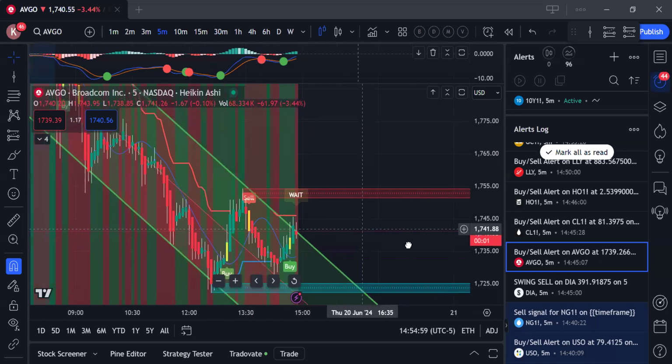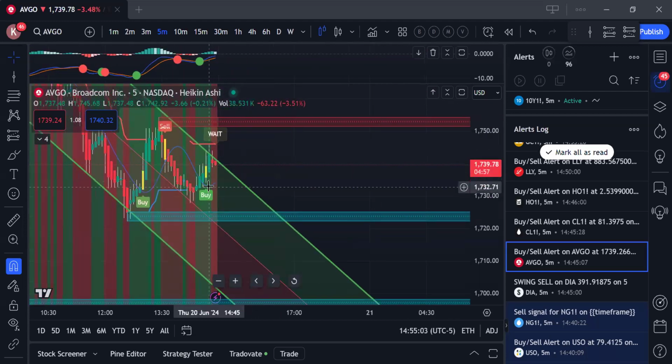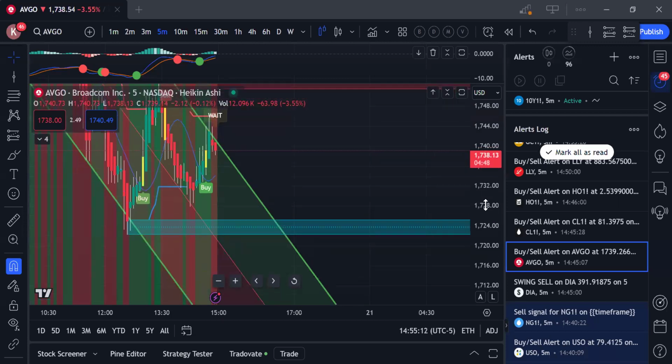The AVGO is overall very bearish. So even though it gave a buy, it is telling don't buy. But if it gives a sell, it will also give sell. Then you can enter puts or something.